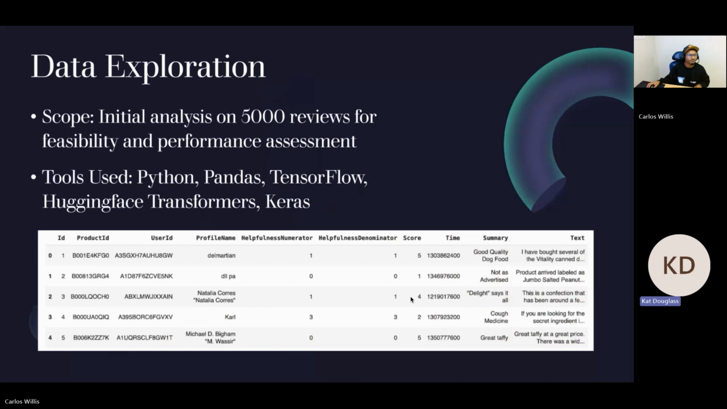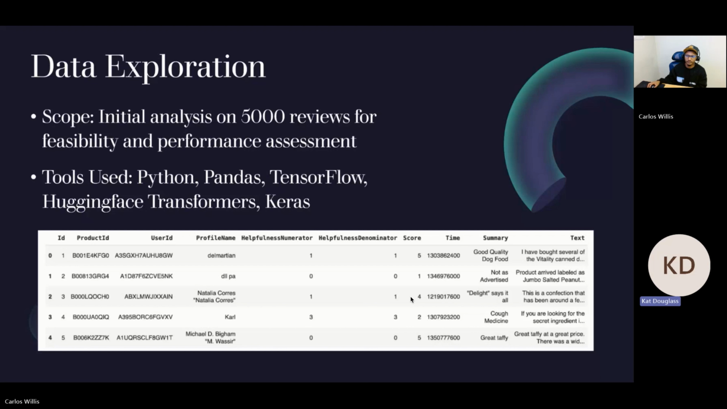Here we take a look at our data set. So we ended up using 5,000 of the over 500,000 reviews that the data set initially offered. Some of the tools we used include Python, Pandas, TensorFlow, Hugging Face transformers, as well as Keras. Looking at the data set, we can see that we have access to the actual text that the user provided, the review, as well as a score given by the user, 1 through 5. All of this was given or presented in a CSV format.